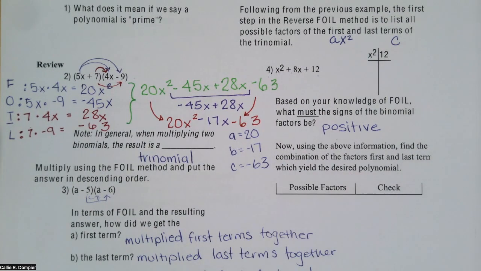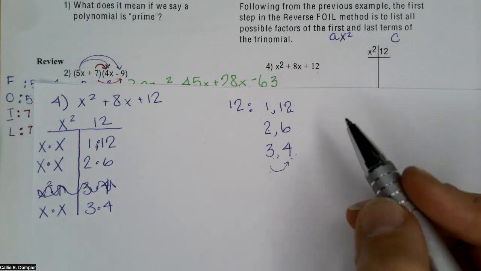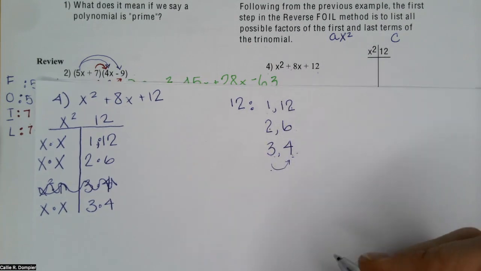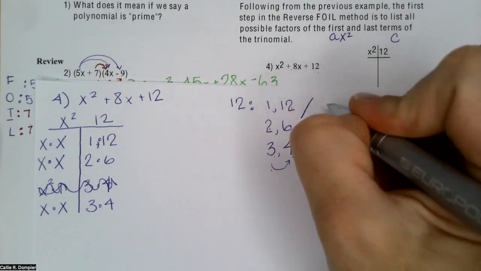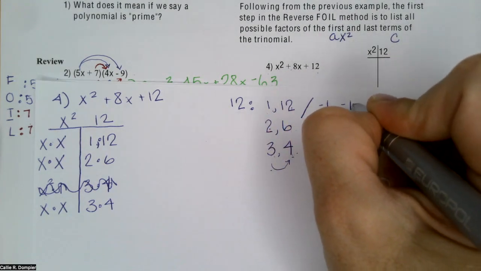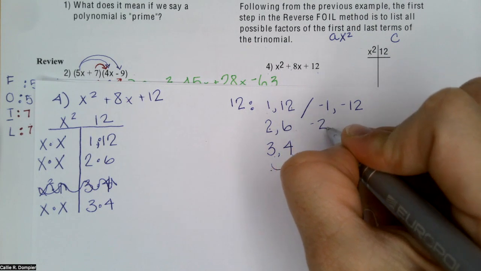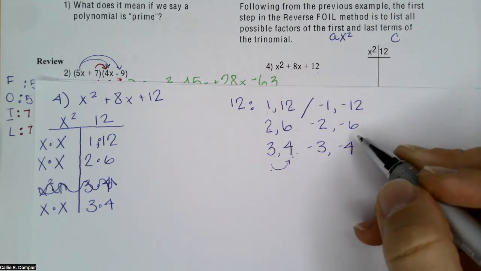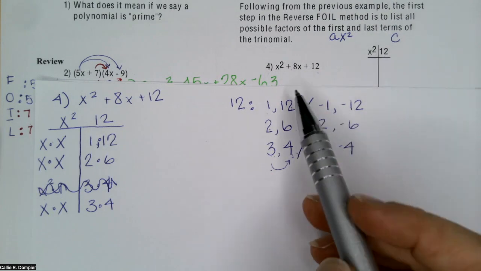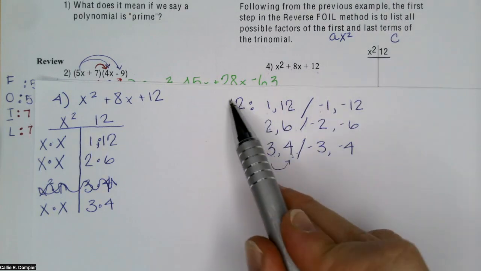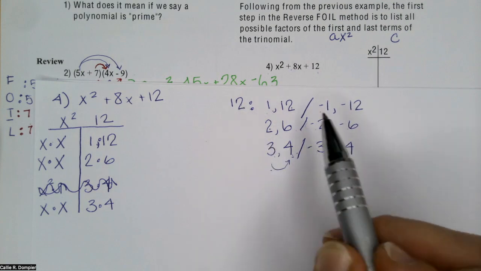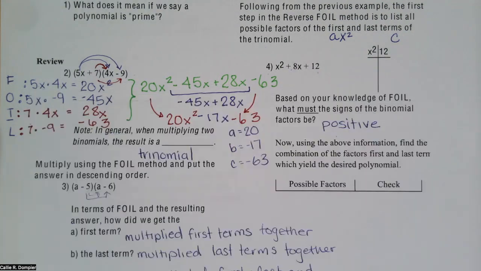So that means when I'm talking about my factors of 12, I actually have 1 times 12, 2 times 6, 3 times 4. I also have -1 times -12, -2 times -6, -3 times -4, right? If I was to multiply -1 times -12, I'd get a positive 12. -2 times -6, I'd get a positive 12. -3 times -4, I'd get a positive 12.